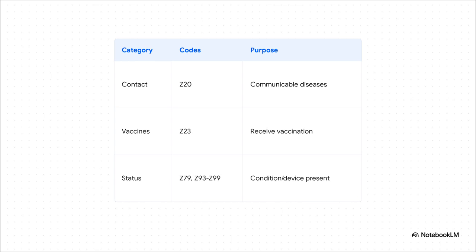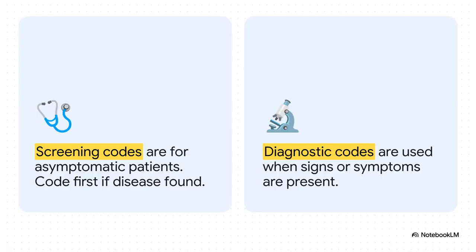Now, here is a crucial point, differentiating screening from diagnostic testing. Screening codes, which sit in that Z11 to Z13 range, are strictly for asymptomatic patients. Imagine a patient coming in for a routine wellness mammogram. If a lump is found, guess what? The screening Z code still goes first as the principal diagnosis, followed by the newly diagnosed condition code. Always code the reason for the visit first.